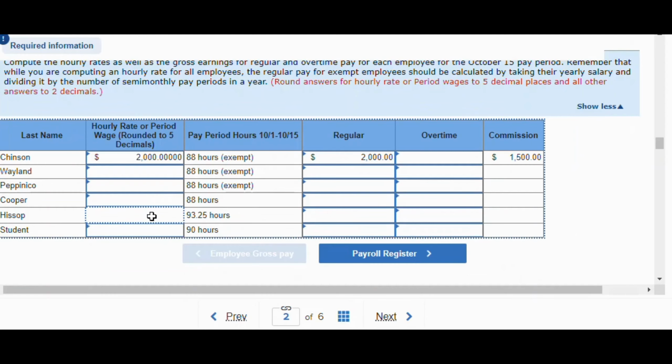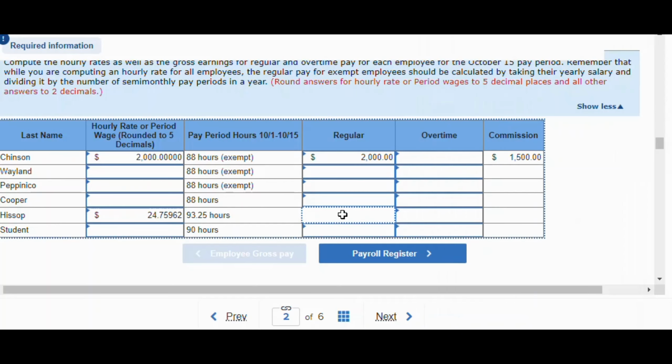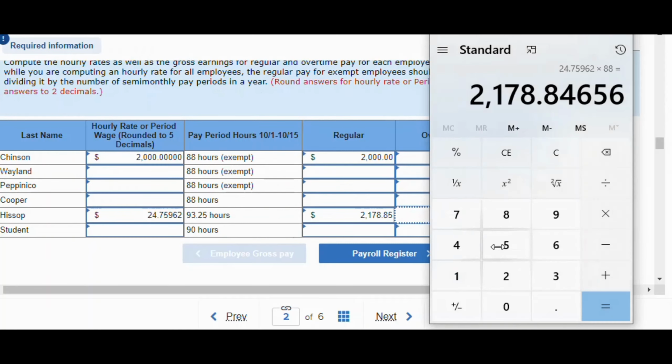For Hyssop, we see that he worked in excess of the 88 hours that are regular for this pay period. We have an hourly rate of $24.75962, and multiplying 24.75962 times the 88 regular hours, we have regular pay of $2,178.85. And now we can calculate his overtime.